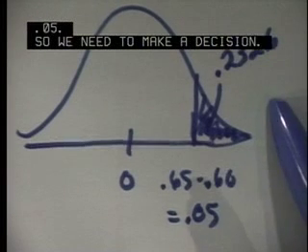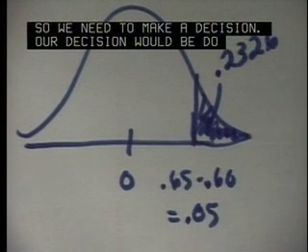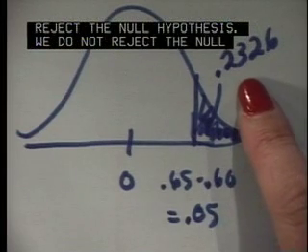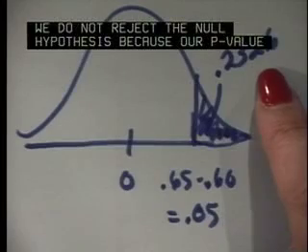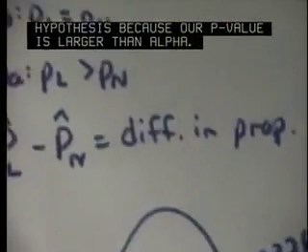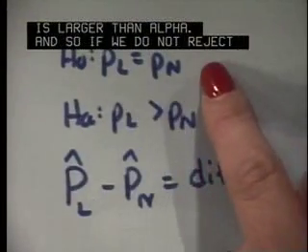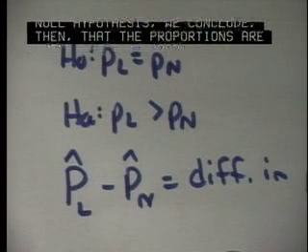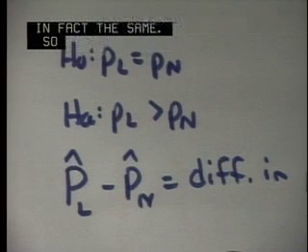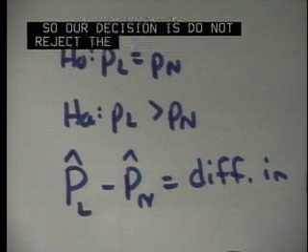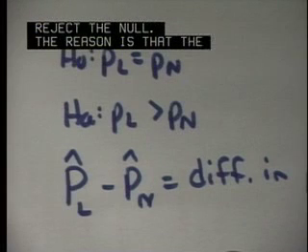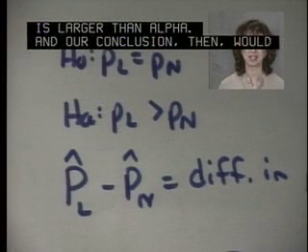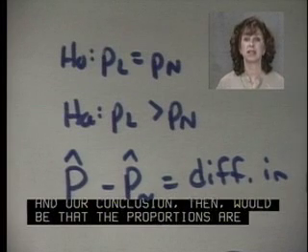Our decision would be do not reject the null hypothesis. We do not reject the null hypothesis because our p-value is larger than alpha. And so if we do not reject the null hypothesis, we conclude then that the proportions are in fact the same. So our decision is do not reject the null. The reason is that the p-value is larger than alpha. And our conclusion then would be that the proportions are actually the same. Well, that is it for Chapter 10.